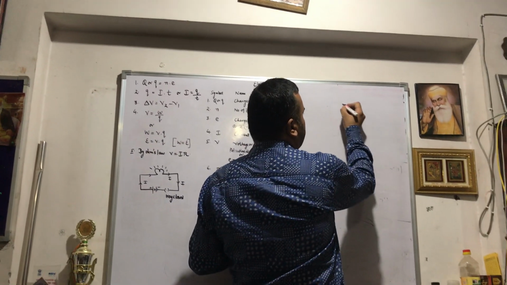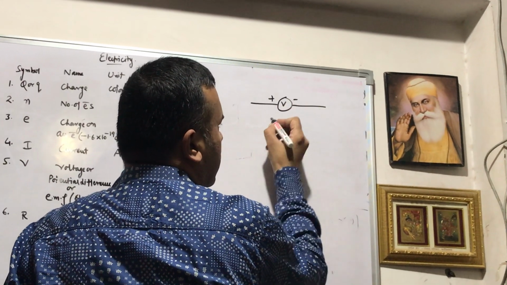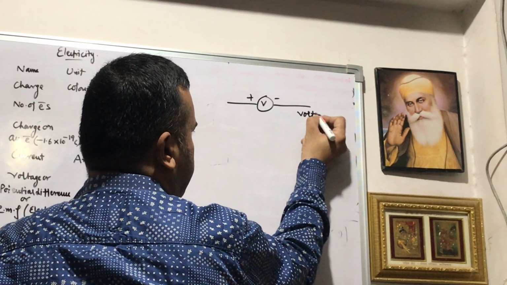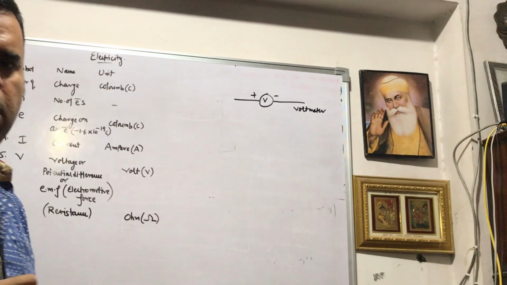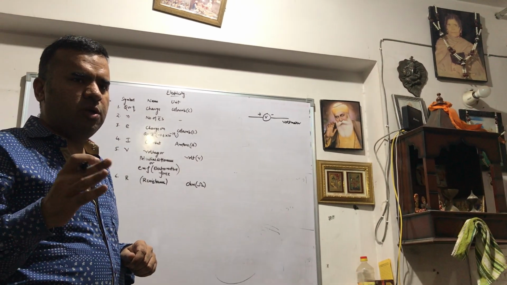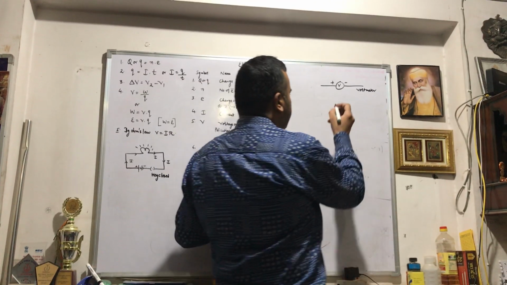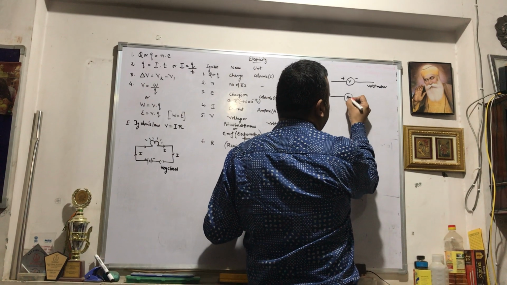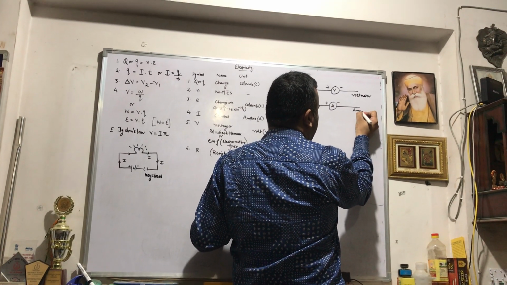Number one. The symbol of voltmeter is this, capital V. This is a voltmeter, right? You have seen this voltmeter in your AC stabilizer. In an AC stabilizer, you can see the voltage around 220 or 240 volt, right? Similarly, we have an ammeter. It is helpful for measuring current.